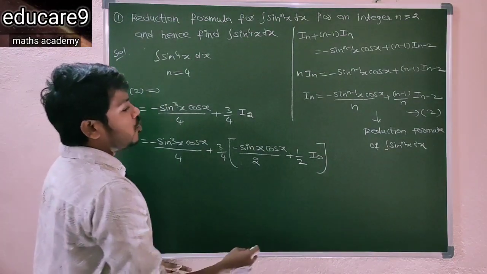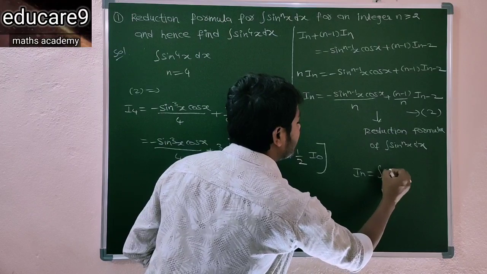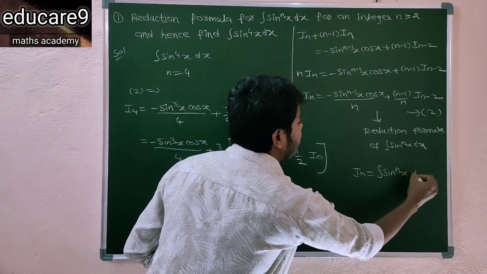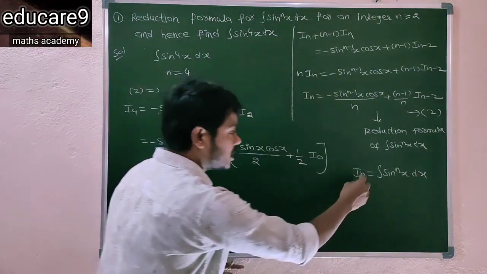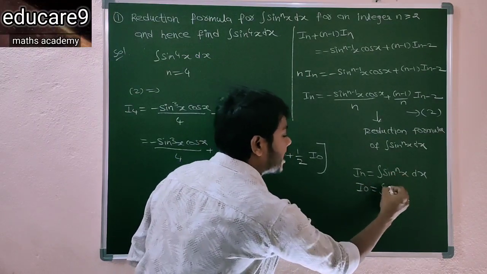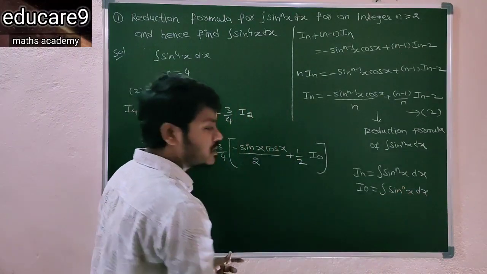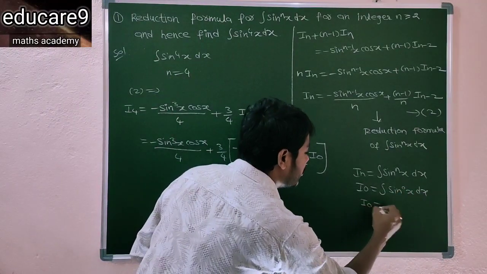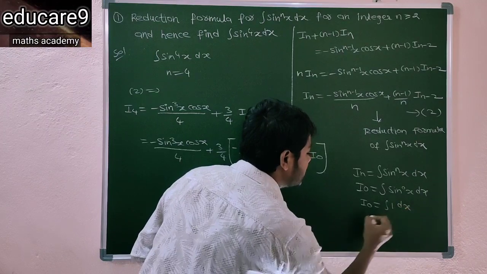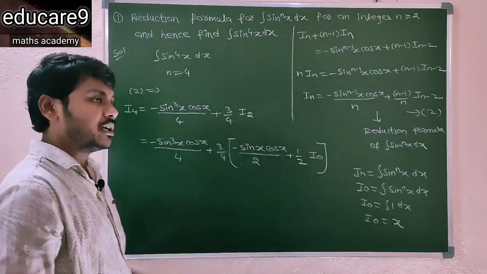So clearly, what is In? In is equal to integration of sin^n x dx. So put n equal to 0. What you get? I0 is integration of sin^0 x dx. So sin^0 is 1, that is I0 is equal to integration of 1 dx. So clearly I0 value is x.